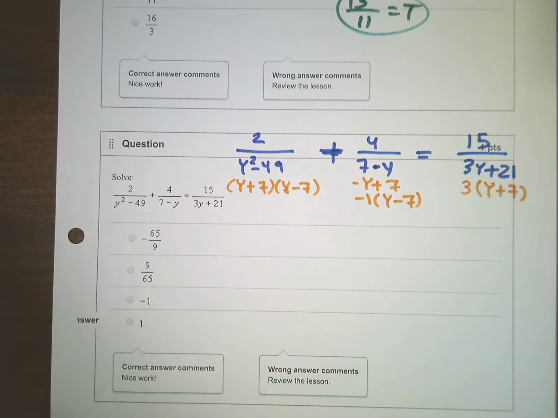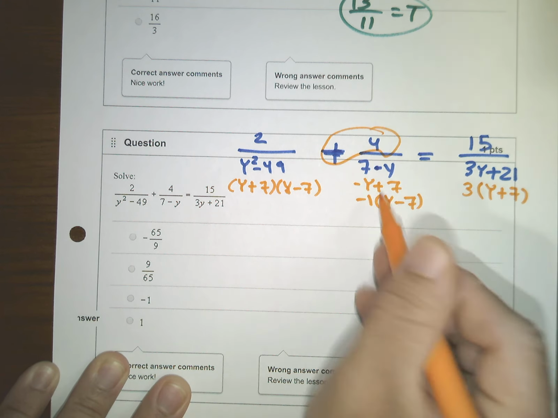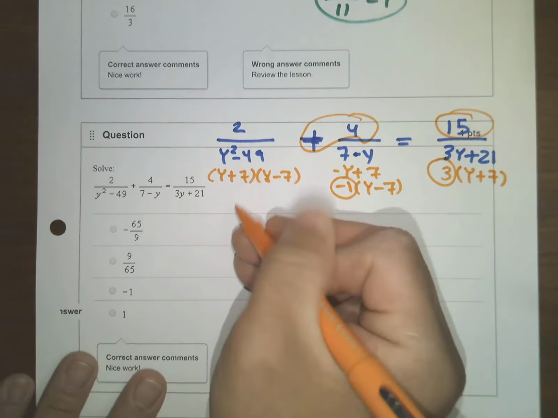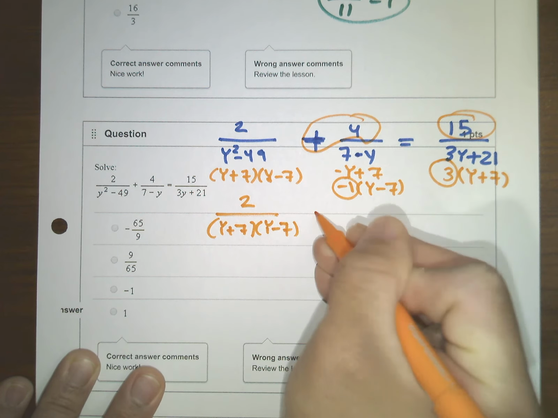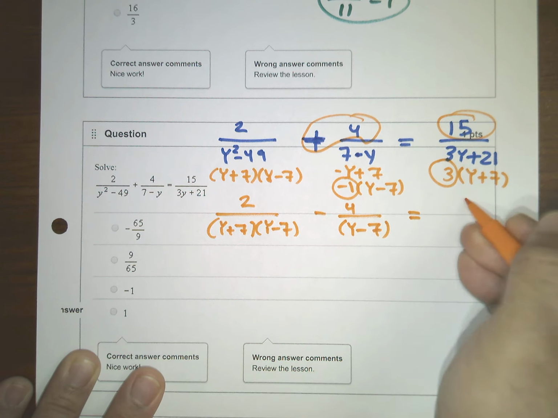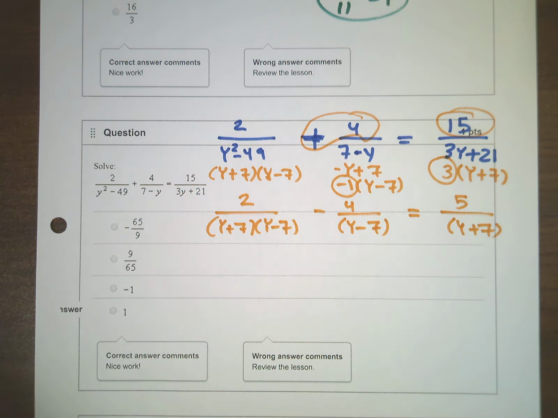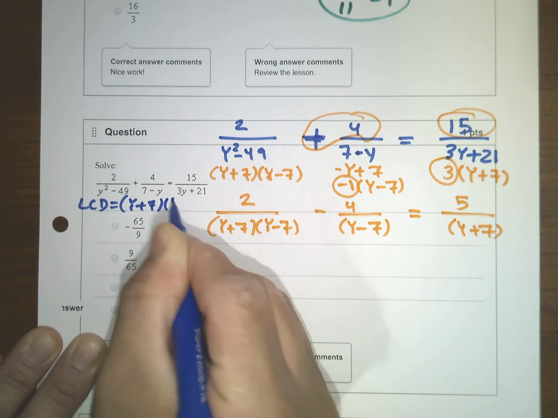All right, so before I even do anything else, I am going to take this and rewrite it as 4 over the negative 1 will be negative 4, and then 15 over the 3 will be 5. So I have 2 over y plus 7, y minus 7, minus 4 over y minus 7, and then that will be equal to 5 over y plus 7. The only reason why I'm doing that is so that it will be easier for me to see my least common denominator, and that will be equal to y plus 7, y minus 7.